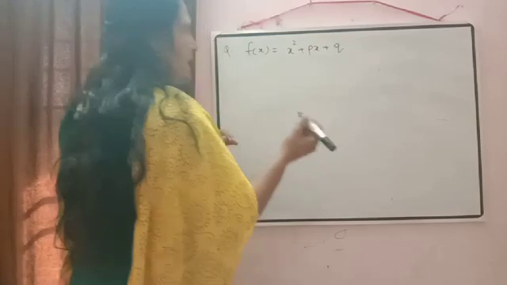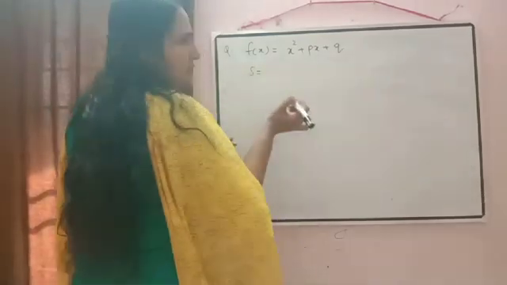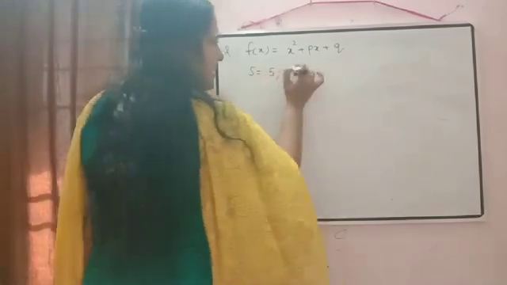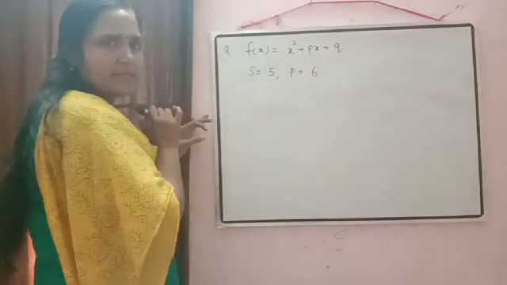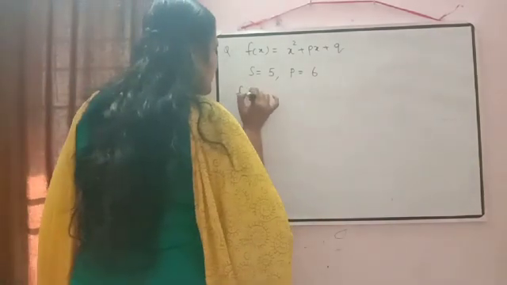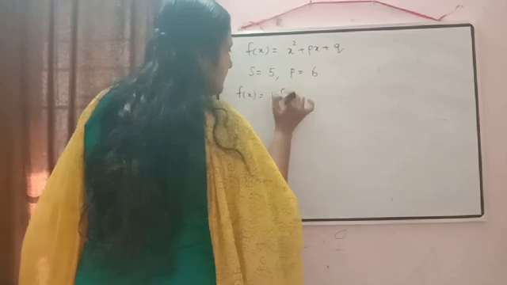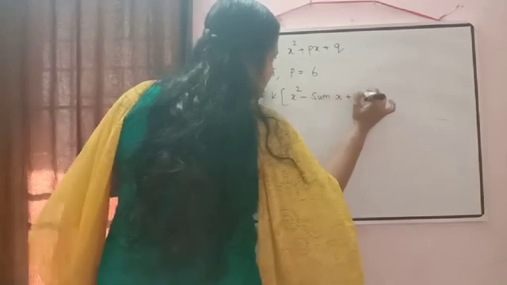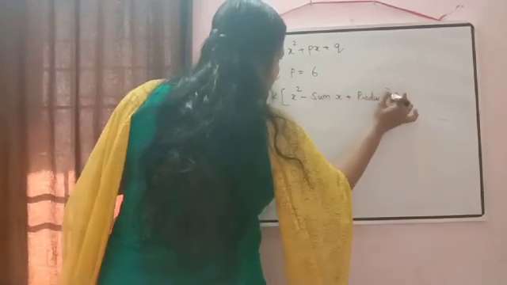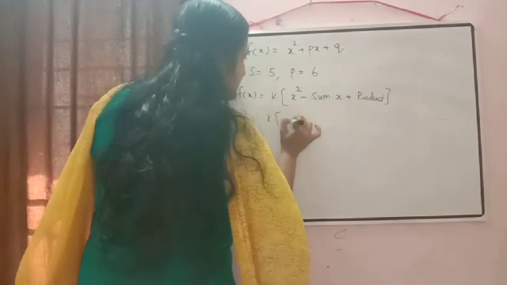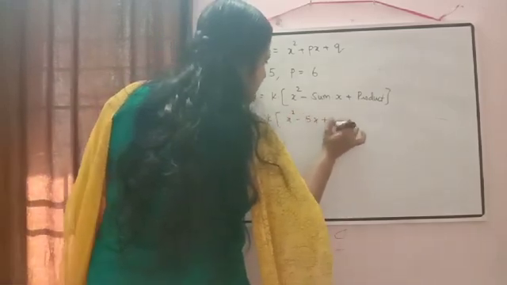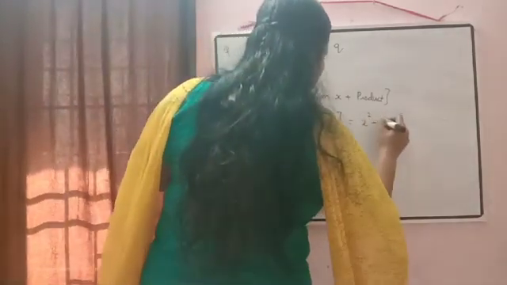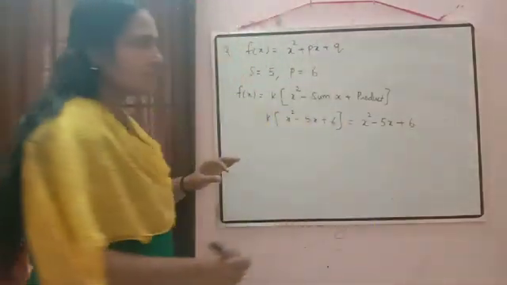So we know if the zeros are given, how we are calculating? Sum of the zeros, according to the formula, it will be equal to 3 plus 2, 5, and product of the zeros is equal to 6. So according to the formula, what will be the polynomial? F of x is equal to k into x square minus sum of the zeros into x plus product of the zeros. So k into x square minus 5x plus 6. Now we will take k is equal to 1. So our required polynomial will be equal to x square minus 5x plus 6.